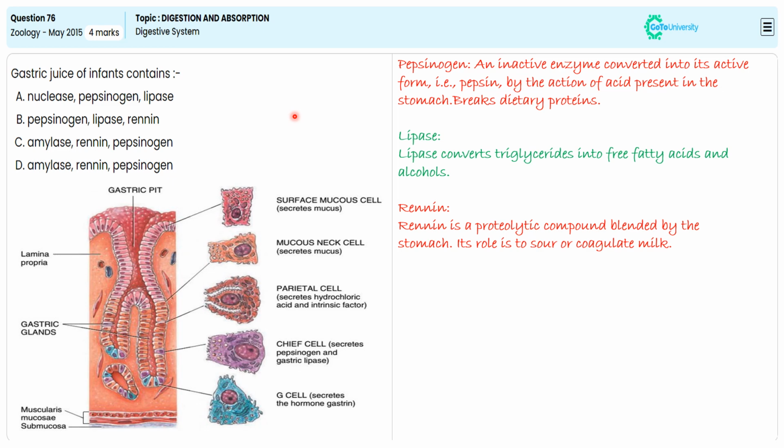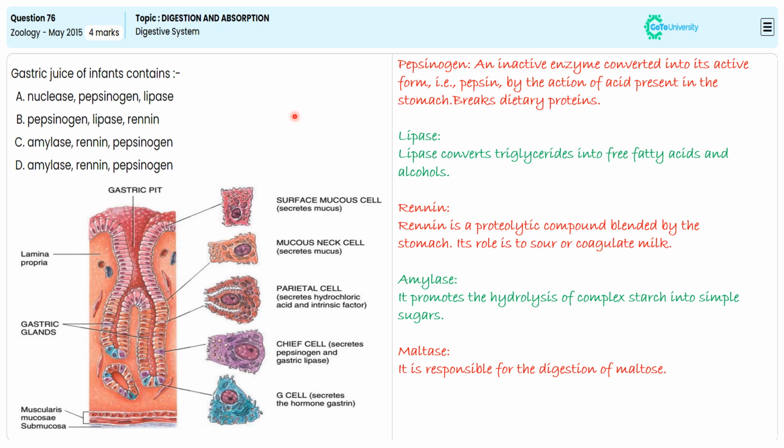Amylase enzyme is responsible for breaking complex starch into simple sugar. Maltase is responsible for maltose digestion. If you're talking about the nuclease enzyme, this enzyme converts nucleic acid into nucleotide, so nucleic acid digestion will be maintained more appropriately. With all the specifications, we are choosing option B as the correct answer to secure 4 marks.